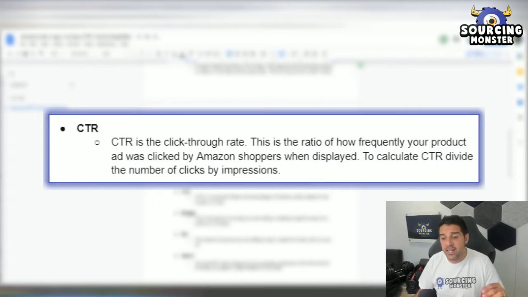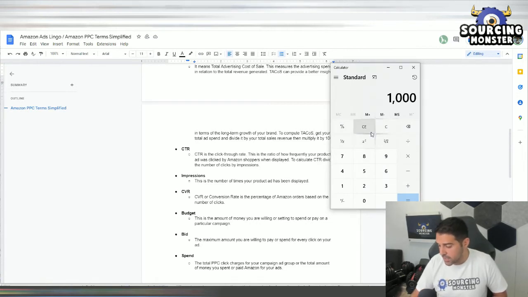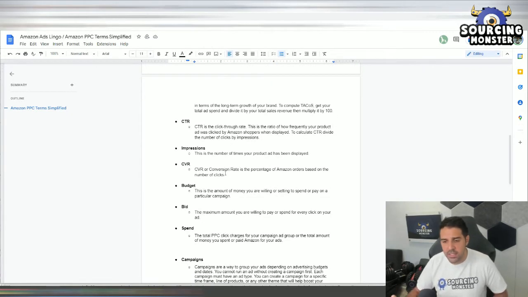CTR. CTR is the click-through rate. This is the ratio of how frequently your product ad was clicked by Amazon shoppers when displayed. To calculate CTR, divide the number of clicks by impressions. So if you want to know what your CTR is, let's say you got 1000 impressions and then you got 34 clicks, right? So you got 34 clicks, divided by 1000, then your CTR is 3.4%. So that's how you calculate it. The higher CTR means that people really like your ad and product and they are clicking on it.